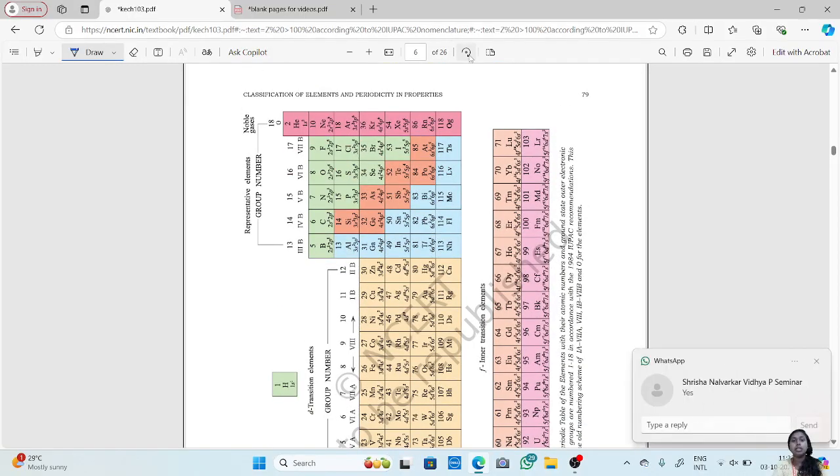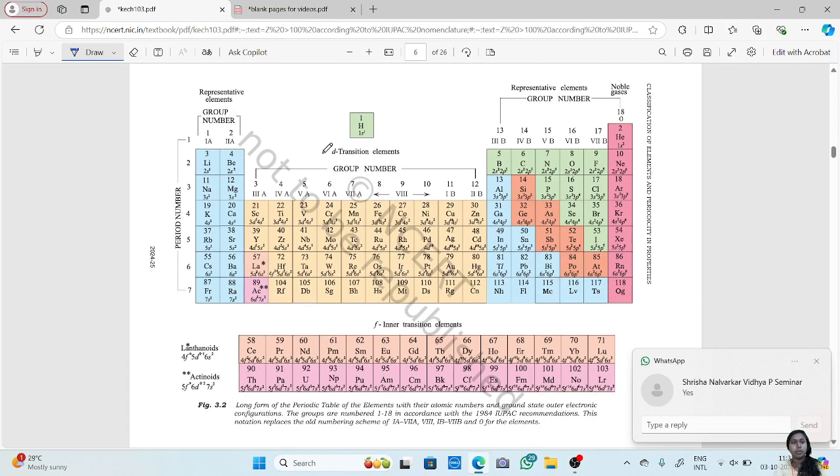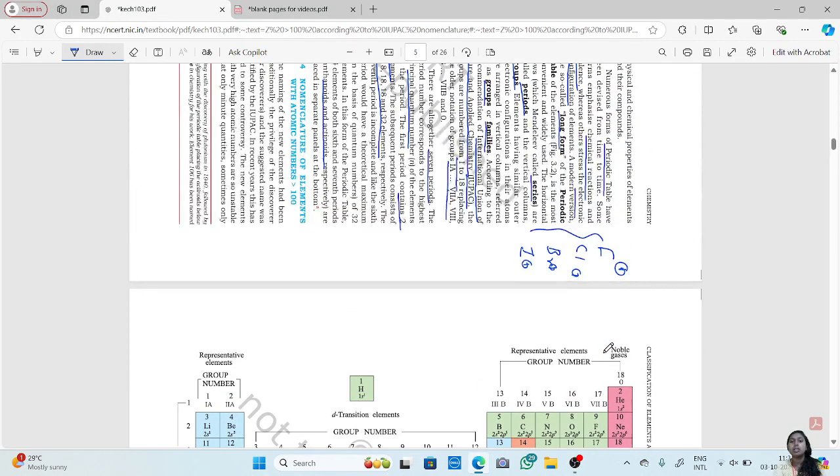So here you can see the modern periodic table. There are a total of 7 periods and 18 groups, each group having the elements arranged in their order. This is the lanthanide and actinide series, which are kept separately. So this is what we will have today.